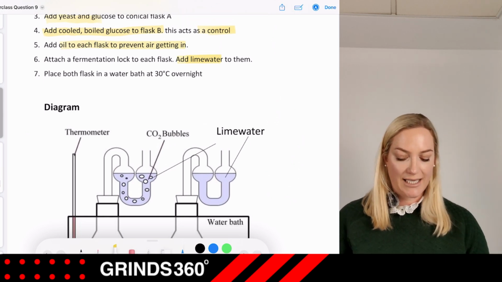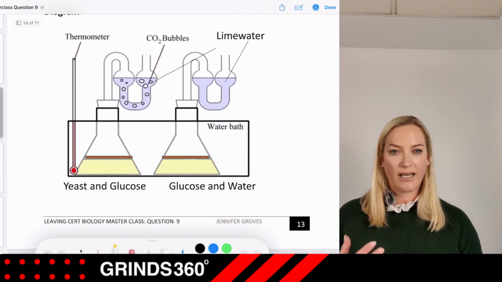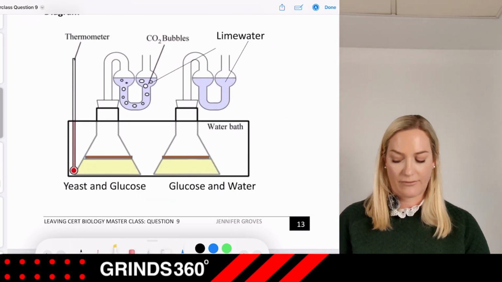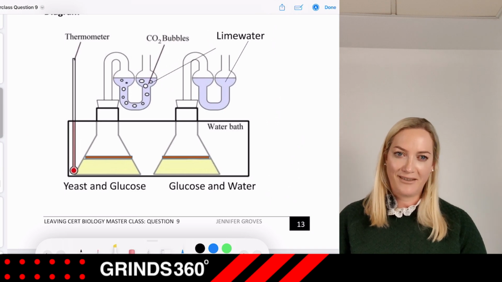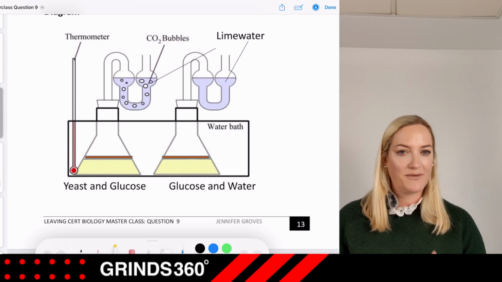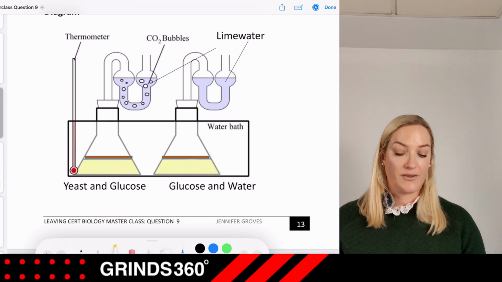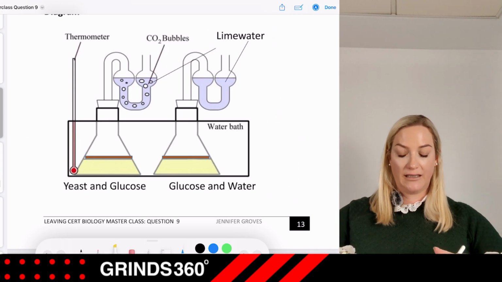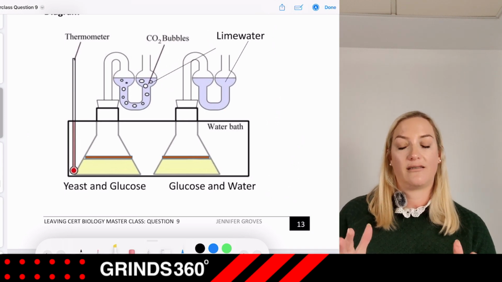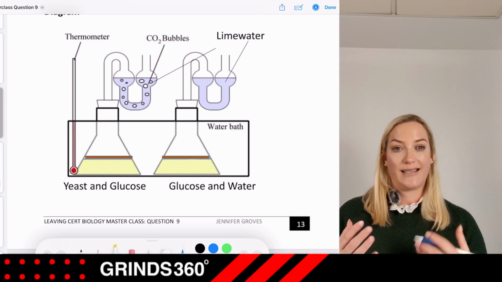You would place these in a water bath at around, I think, 25 degrees. Actually, I forget the temperature. Is it 25 degrees? Yeah, 25 to 30 degrees. You leave it in the water bath overnight, and you'd want that to bubble. Whenever I do this experiment in school, I hang back a bit until I see it bubbling.